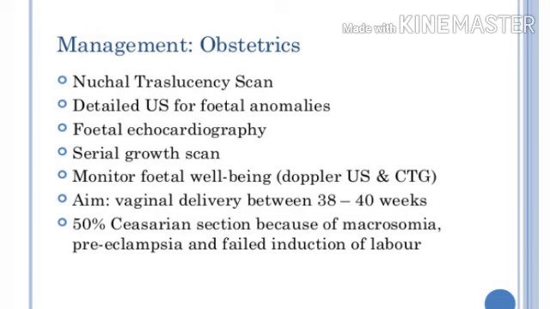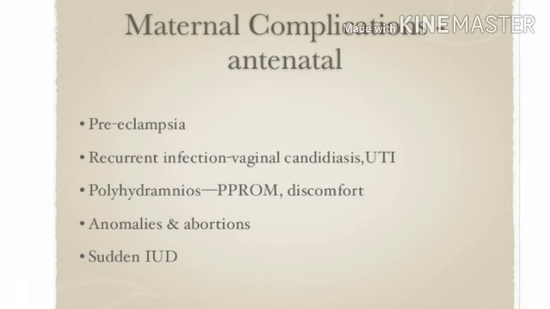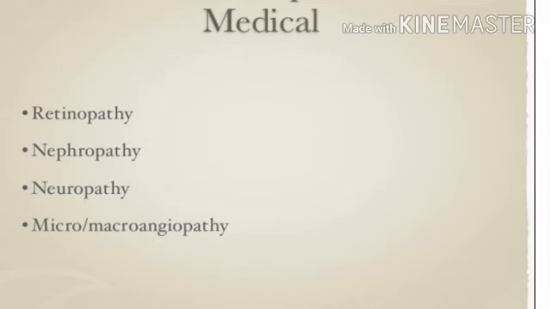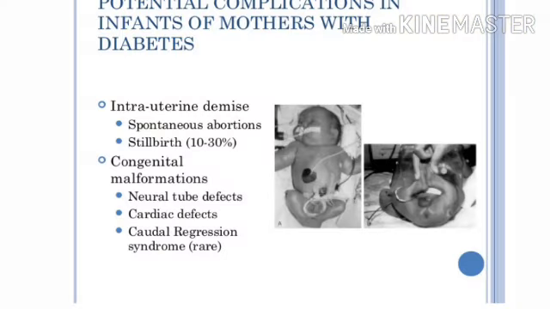The important maternal complications of diabetes mellitus are preeclampsia, recurrent infection, especially vaginal candidiasis and urinary tract infection, polyhydramnios, anomalies, abortion, sudden intrauterine death, and along with the other complications of diabetes mellitus like retinopathy, nephropathy, neuropathy, micro or macro angiopathy. The important complications in infants include spontaneous abortion, stillbirth, congenital malformation, neural tube defects, cardiac defects, caudal regression, etc.